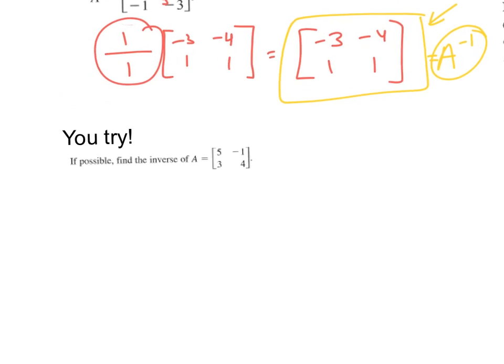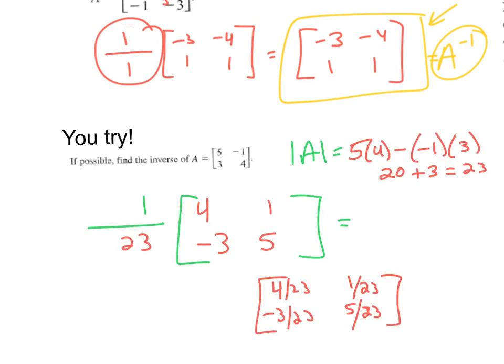I'm going to have you try this, though, and this is the last part of these notes. Convenient enough, they're short. So find the inverse, meaning find the determinant first. So find the determinant, and then remember you have to do 1 over the determinant times the switcheroo, distribute, and you'll have the inverse. So pause, try it, and when you're done, I'll have the answer for you.